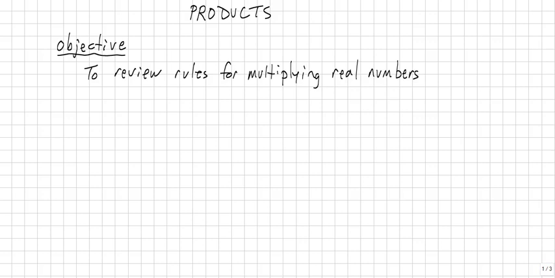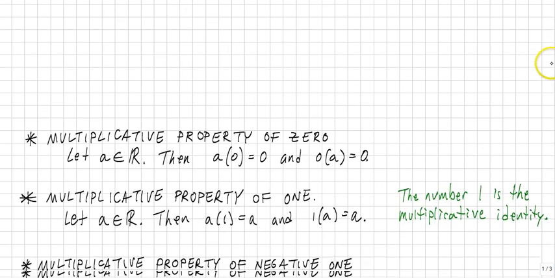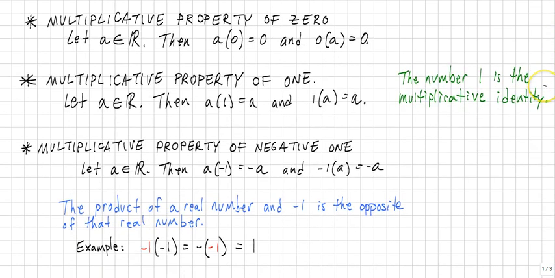Okay, let's go ahead and review how to multiply real numbers. Most of this will be familiar. So let's start with some basic properties. Start with the multiplicative property of 0. If you have any real number, so let A be an element of the real numbers, if you take that real number times 0, the product will be 0. Or if you take 0 times the real number, the product is 0.